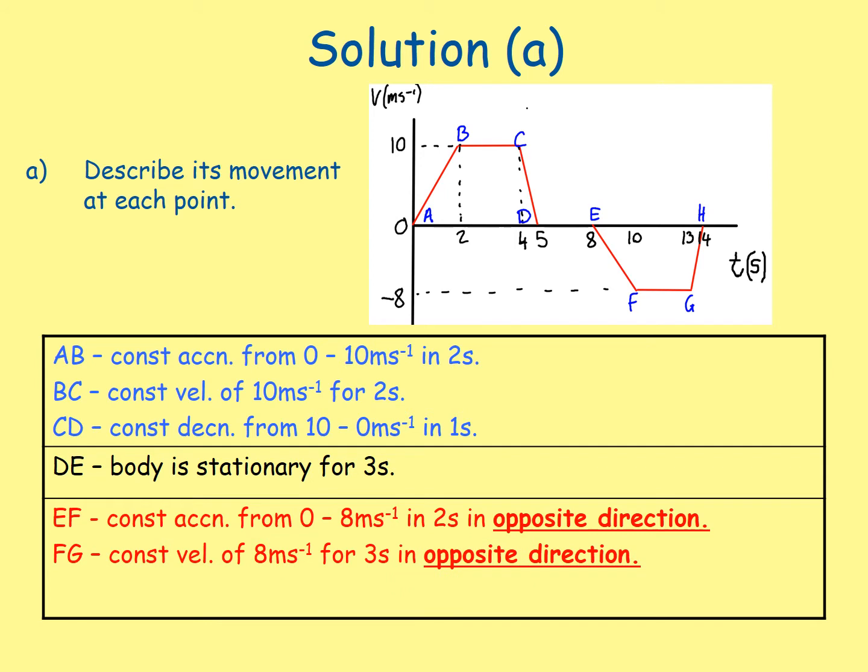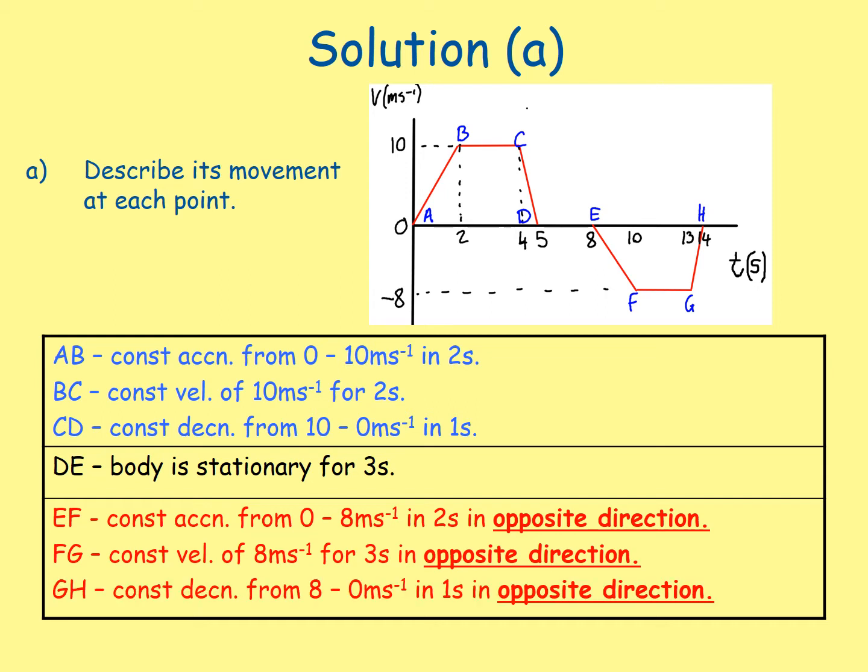From F to G, we have a constant velocity of 8 meters per second for 3 seconds in the opposite direction. And from G to H, we have a constant deceleration from 8 to 0 meters per second in 1 second in the opposite direction.